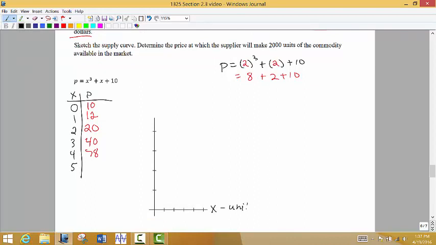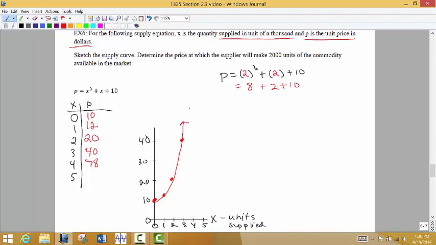x now represents units supplied. So we have 0, 1, 2, 3, 4, 5. And for my p-value, let's label in units of 10: 0, 10, 20, 30, 40, and so on. When we plug in a 0 in place of x for p, we get 10. We plug in a 1, we get 12. For 2, we get 20. And we can see that our curve is going up. Oops, so this is supposed to be 40. When x equals 3, then p equals 40. We have an increasing function for our supply equation. I'm just going to stop right there. We have a good idea of what that looks like.